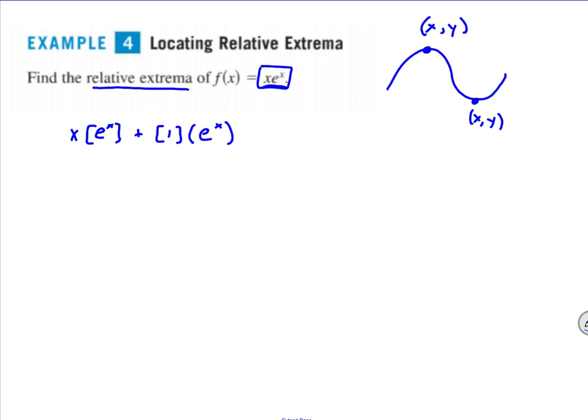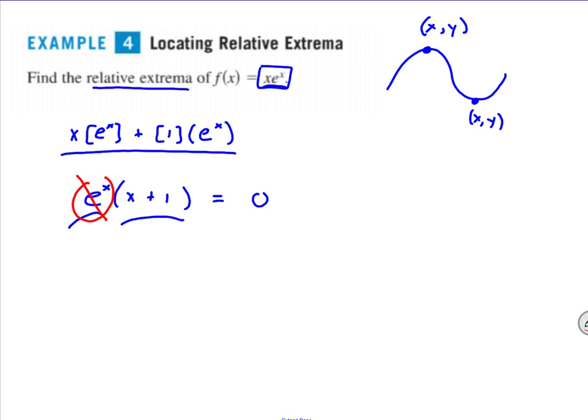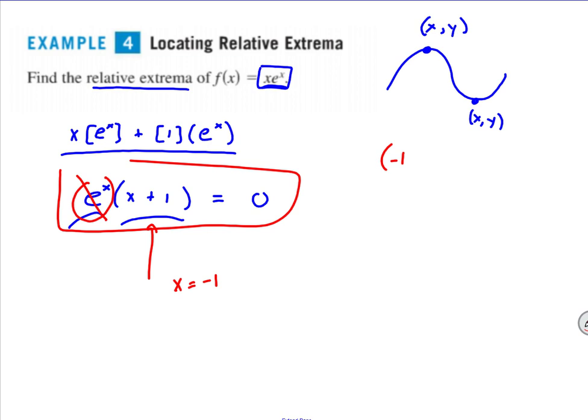And I don't know if I did this when I taught you. I now require you to factor out that common exponential factor. And so the only way my derivative could equal 0 is if this equals 0 or if that equals 0. Of course, this is e to some power, so it will never equal 0. The only way the product could equal 0 is if this thing equals 0, which means x would have to be negative 1. So my relative extrema is at the point where x equals -1.